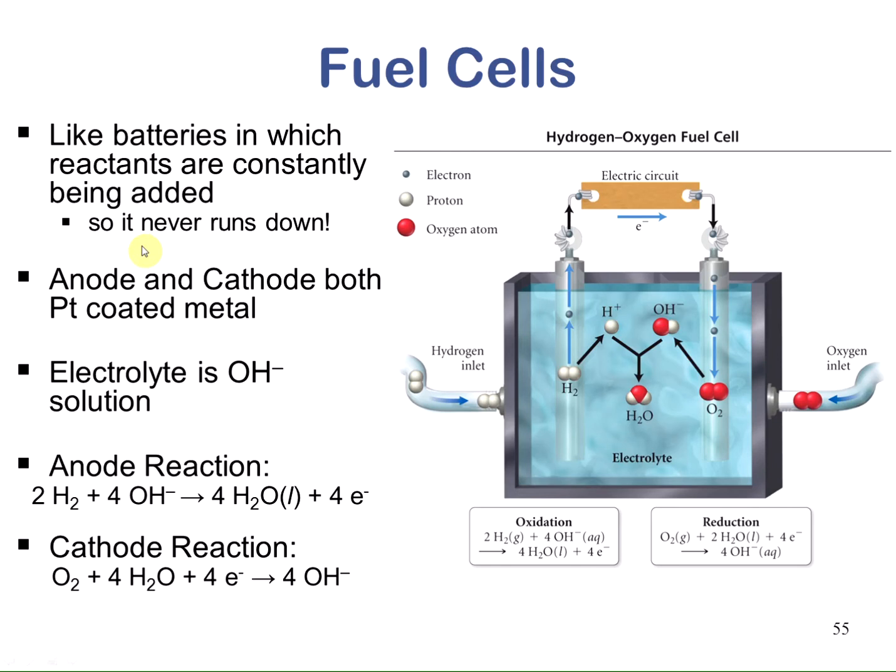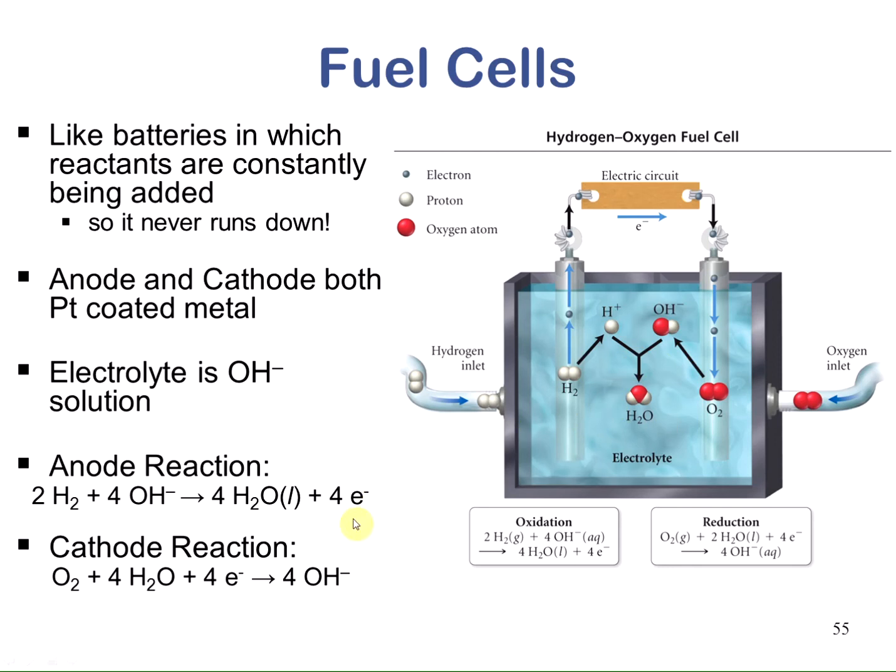So where previously we had the batteries, if we used up all the chemicals, the battery died, and you had to either recharge it or replace the reactants. In a fuel cell, you're constantly adding more and more reactants. Here we'll actually have an example of a hydrogen-oxygen fuel cell. And the anode and cathode both have platinum-coated metal. And the electrolyte is a hydroxide solution, so the hydroxide's in solution.